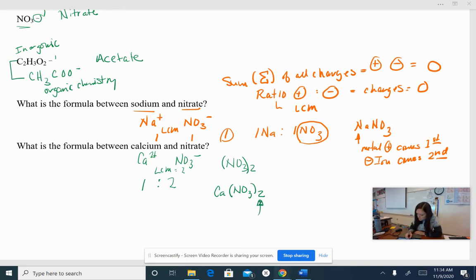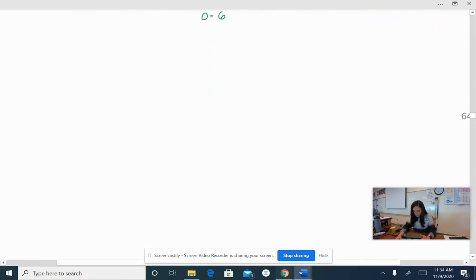So that means I'm going to have 1 calcium. That means I'm going to have 2 nitrogens, and it means I will have 6 oxygens because 2 times 3 is 6. Okay, so it doubles my whole nitrate group. All right, let's do some more.